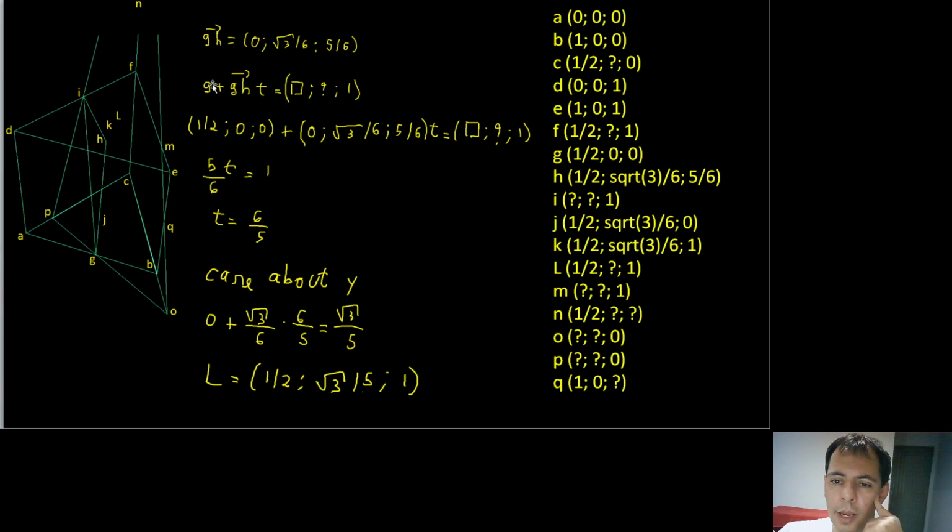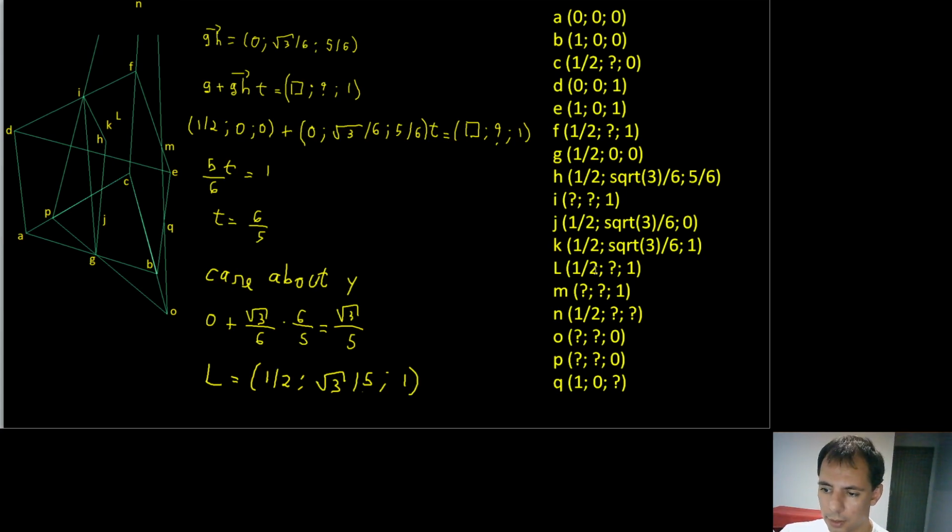And now instead of caring about the z value to find t, you care about the y value. So it's going to be 0, the value of y for g, plus square root of 3 divided by 6 times 6/5. Okay, so 0 plus square root of 3 divided by 6 times 6/5 equals square root of 3 divided by 5. So you know that this question mark in here is square root of 3 divided by 5. So you plug this value into L, right? You have half in here, square root of 3 divided by 5, and 1.